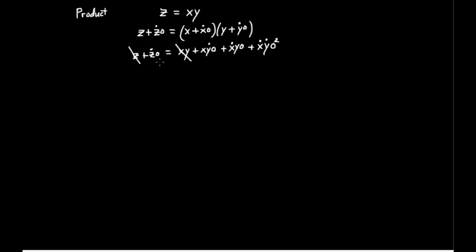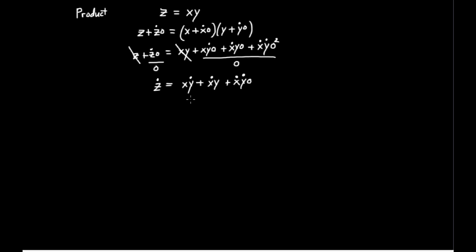And then I'm going to divide both sides by o. Divide that side by o as well. And on the left-hand side, I get z dot, which is the thing I'm after. Z dot is going to be equal to x y dot plus x dot y plus x dot y dot o.